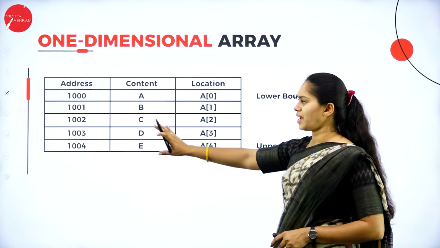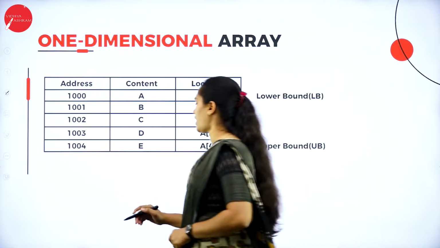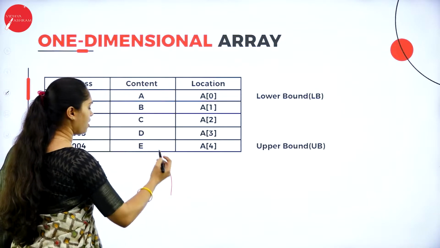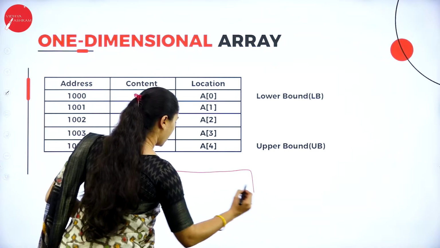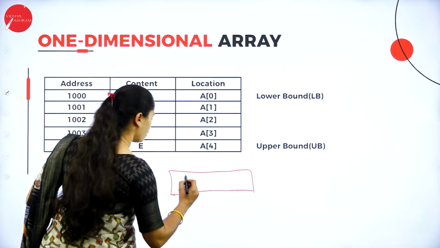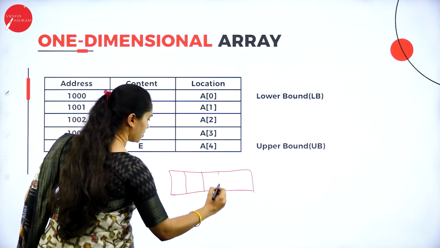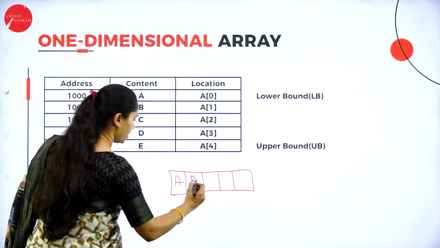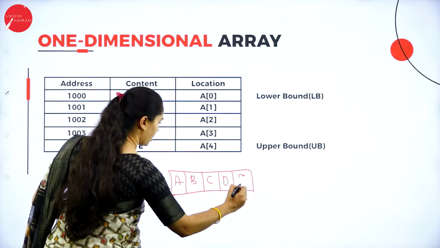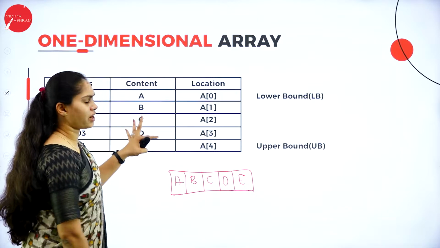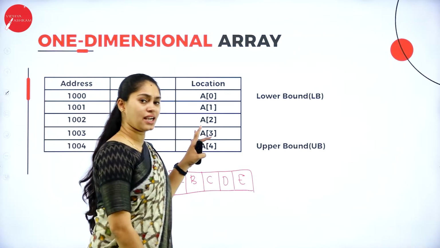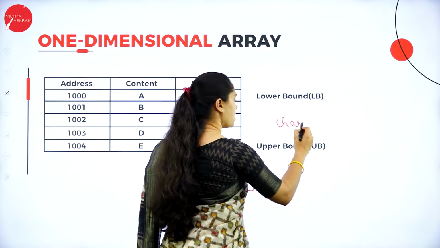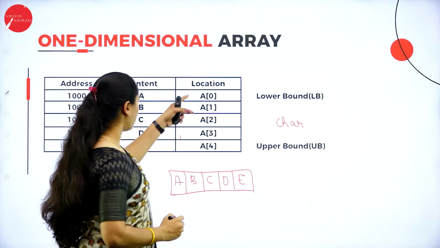Fine. So to make you understand this one, let me rewrite it in another format. How many elements do I have here? 5. Fine. I have 5. Let me take it in terms of a row: 1, 2, 3, 4, 5. What is the first element? A, B, C, D, E. If I look at this, you must be able to understand which data type we are using. Fine. So which data type? That is char. And what is the name of the array here?